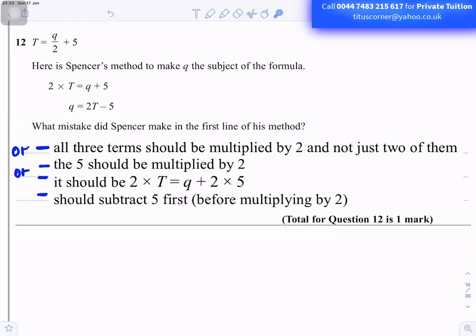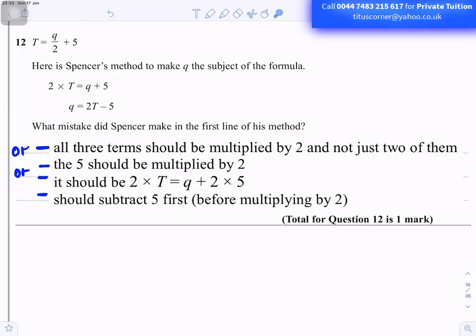Question number 12. T is equal to Q over 2 plus 5. Here is Spencer's method to make Q the subject of the formula. 2 times T is equal to Q plus 5. Q is equal to 2T minus 5. What mistake did Spencer make in the first line of his method? So that's the first line of the method. All 3 terms should be multiplied by 2 and not just 2 of them. So this should have been multiplied by 2, and this times 2. So that's the mistake he made. All 3 terms should be multiplied by 2.